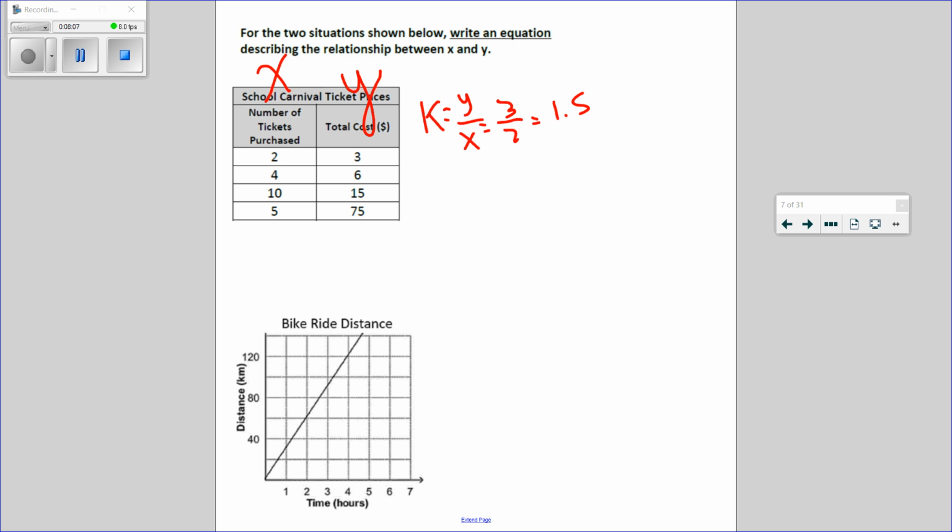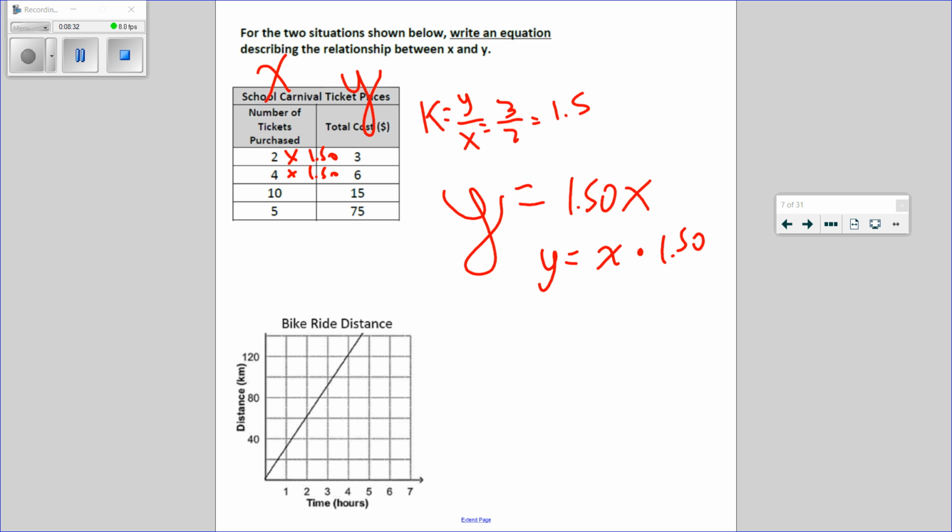So how would you write the equation in the form of y equals? 2 tickets times $1.50 equals $3. 4 tickets times $1.50 is $6. So the relationship is, this is x, so we're multiplying the number of tickets purchased, x, by 1.50. So y equals 1.50x. Some people will say x times 1.50, some people will say 1.5x. This is the best one, the simplest way of writing it.